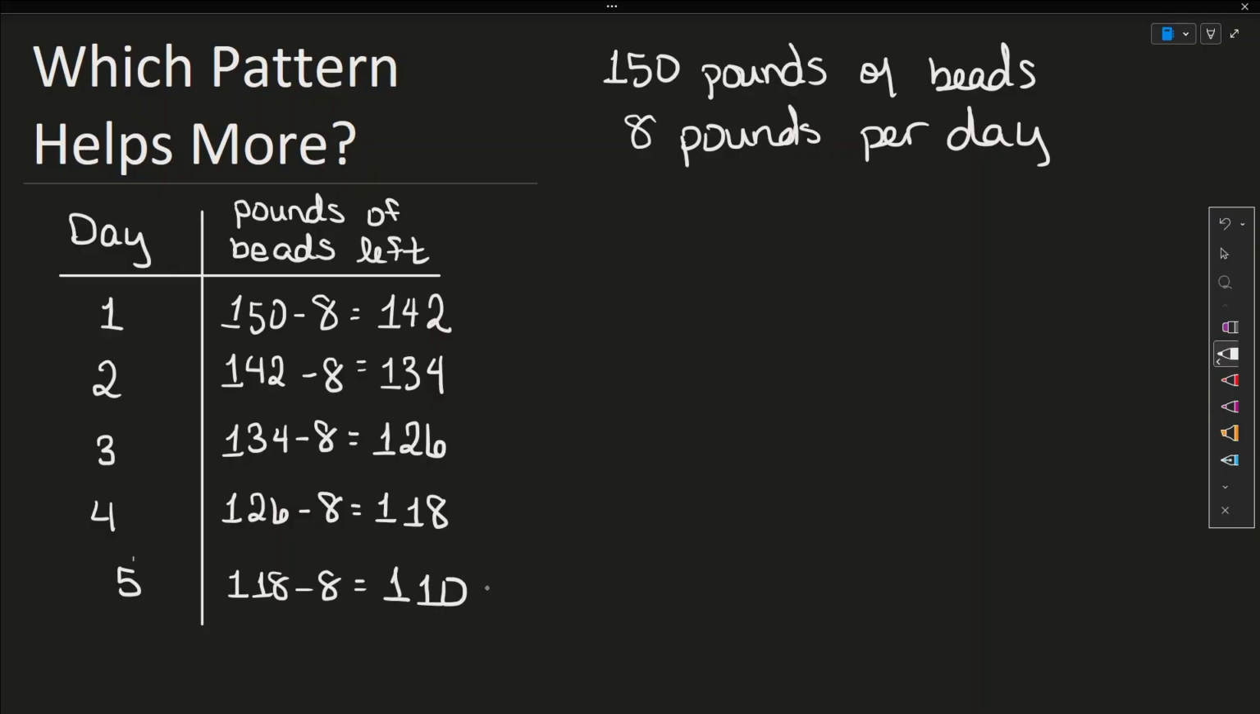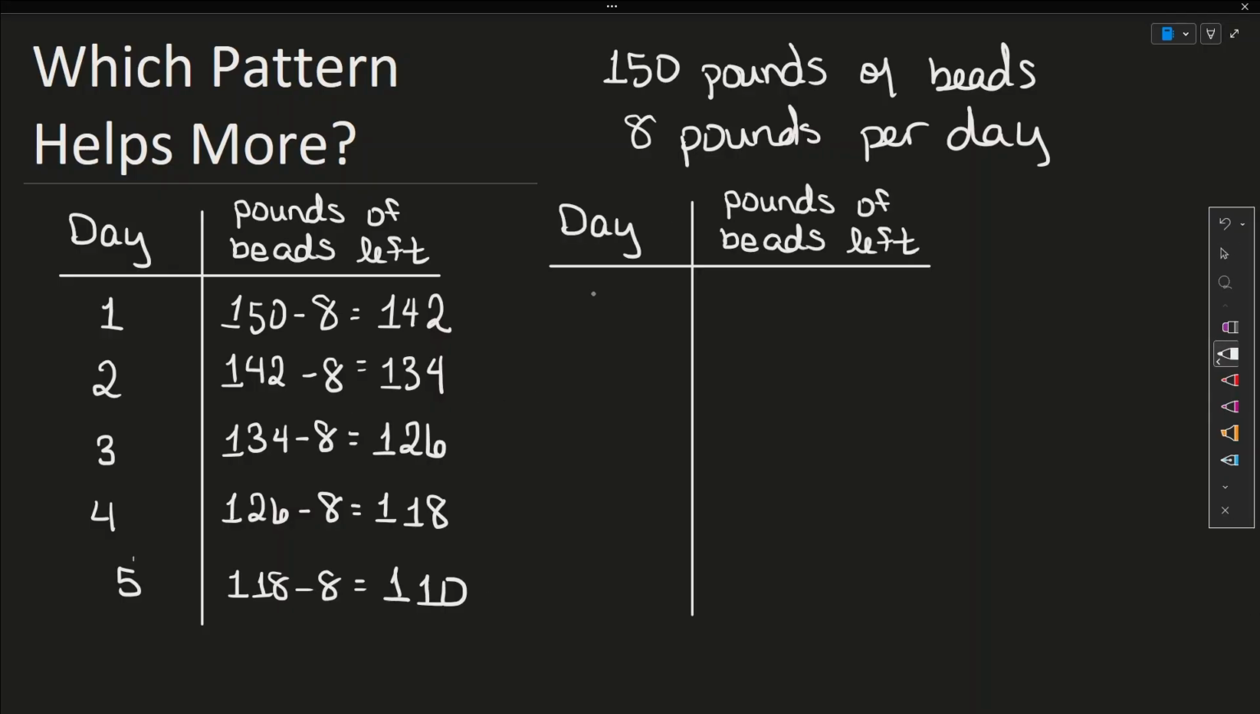After one day, subtract 8. Then from that result, subtract 8 again. Then subtract 8 again. This is sometimes called a recursive way of thinking. A recursive pattern tells us how to get from one step to the next.